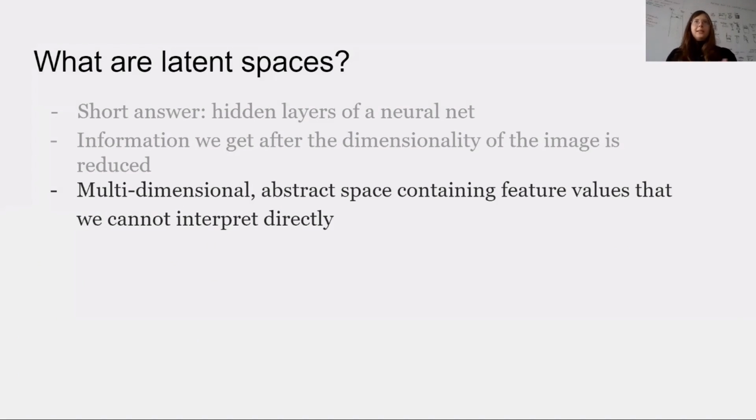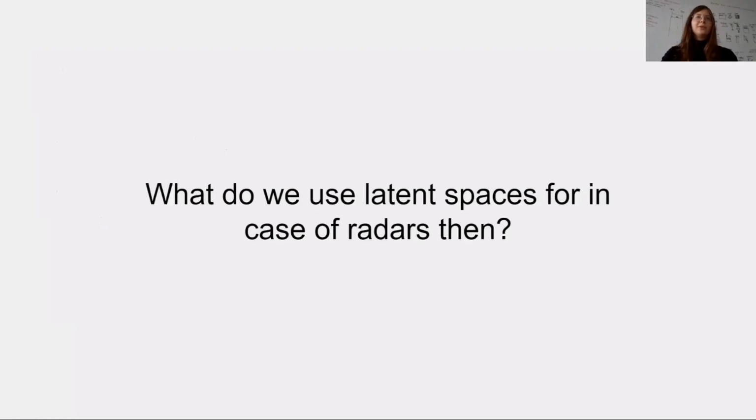So to sum up, we want the latent space to store all of the data that's relevant, that has relevant features, in such a way that the model can, as accurately as possible, reconstruct it. However, the latent space is a completely abstract space containing feature values that we cannot interpret directly, which actually makes us ask, what do we use latent spaces for, especially in case of radars?